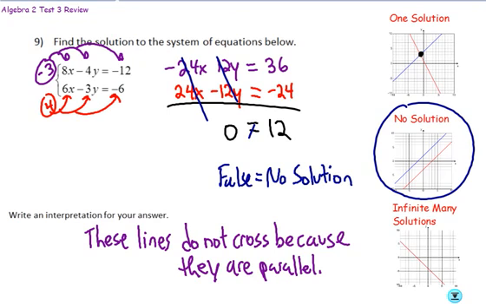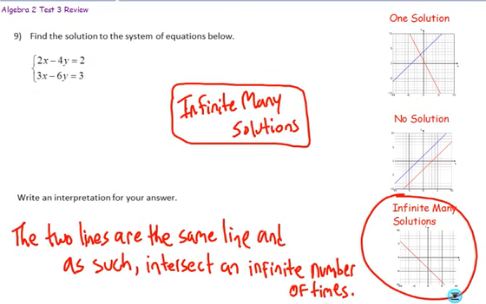Alright, so let's look at number 9. Number 9 on the right side there, again, I gave you a little hint, should be infinite many solutions. Again, the explanation there is that the two lines are actually the same line. And because they're the same line, they intersect in an infinite number of places. Alright, let's move on to number 10.